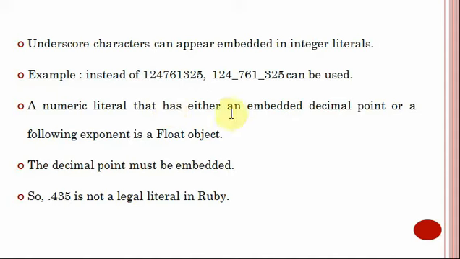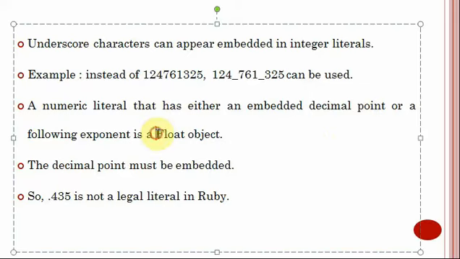A numeric literal that has either an embedded decimal point or a floating point exponent is a Float object. So if you have a numeric literal with a decimal point or an exponent, it will be treated as a Float object. The next point is that the decimal point must be embedded. Before the point as well as after the point you need to have some numbers, otherwise it is illegal. You can see here you have a decimal point and after that you have 435, but before that you don't have anything, so it is not a legal literal.